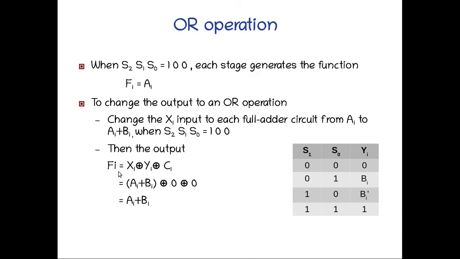Then our output function is actually xi XOR yi XOR ci. For xi we give ai OR bi as the input, and yi will become 0. Why? Because here S1 and S0 values are 0 0. For 0 0, what will be the yi? 0. That we already designed. So this part is 0. Then ci we already inhibited, so 0. Then the output will be ai OR bi when the select lines are 1 0 0.